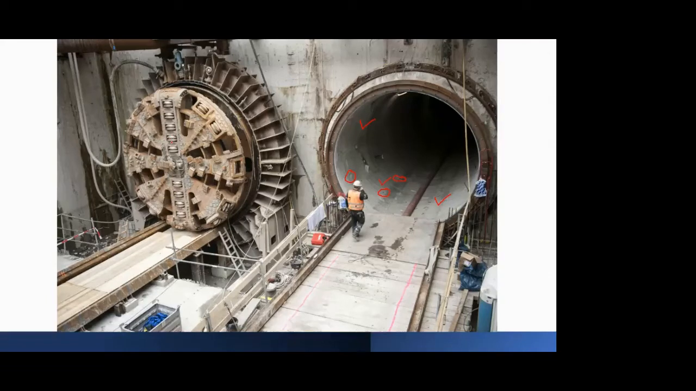So on the left side, what you see, the TBM has finished its cutting, and now you can see the cutter head, and eventually this whole assembly will be removed, and you will get a finished lined tunnel like this on the right hand side. Okay.